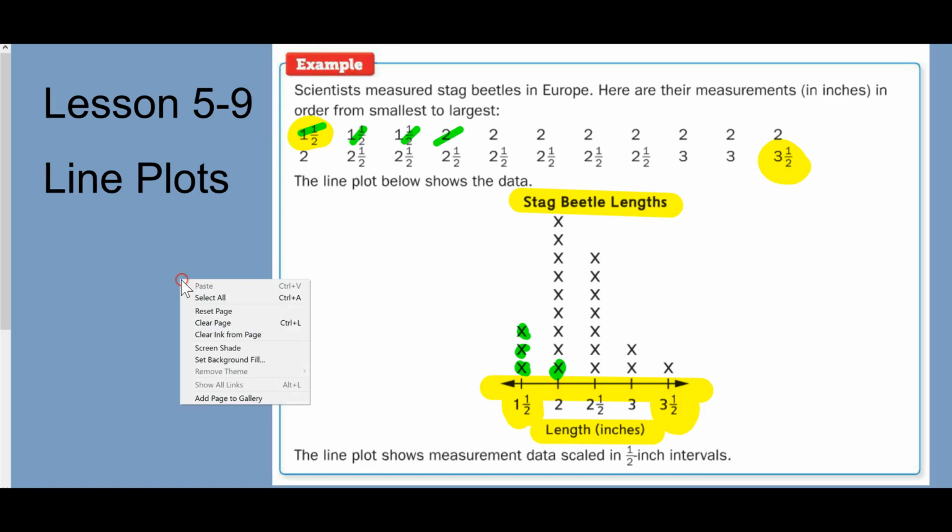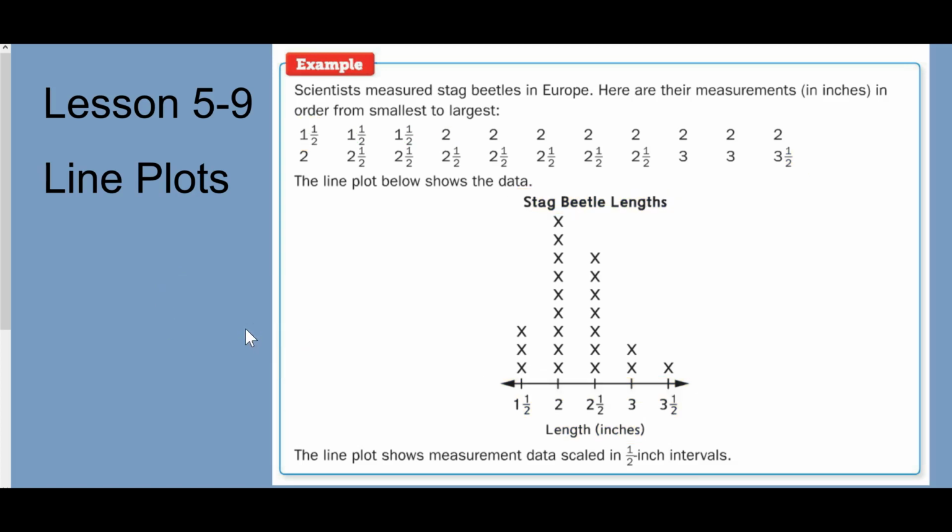Now, let's look at the data and see what kind of questions we can answer by looking at the line plot. So, can you tell me, what is the insect measure that appears most often in a line plot? The measure that appears most often is 2 inches. It has the most X's above it. What is the measure of the longest insect? The longest insect in this data is 3.5 inches long.